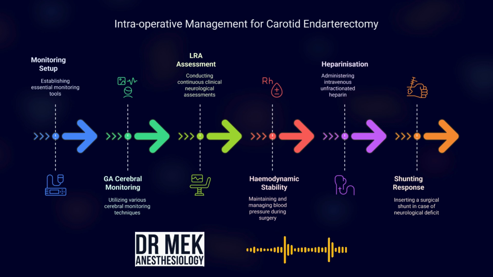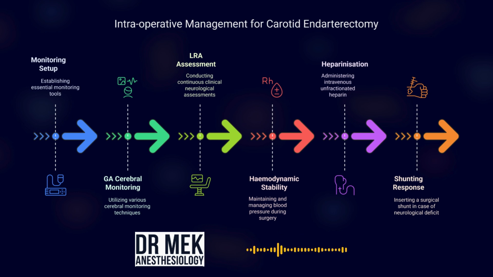But the blood pressure targets we aim for can differ based on whether a shunt is used during CEA. That's correct. Let's first consider a scenario where a shunt is being used. Okay, so in those cases, we generally aim to keep the blood pressure at or slightly above the patient's baseline. Precisely. We're not aggressively raising the blood pressure because the shunt helps maintain that cerebral perfusion. So the shunt acts as a safeguard, ensuring continuous blood flow to the brain while that carotid artery is clamped. Exactly. It's like a detour for the blood.